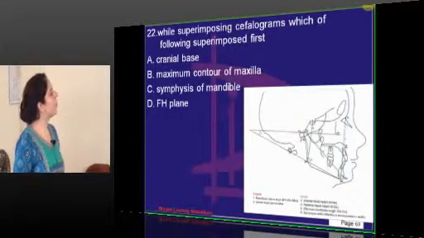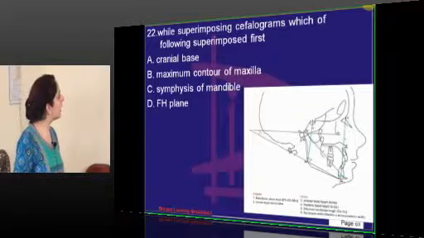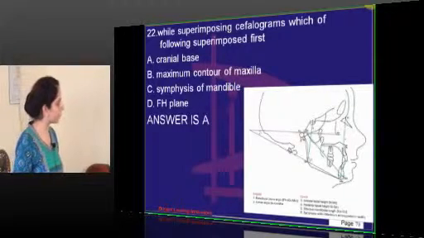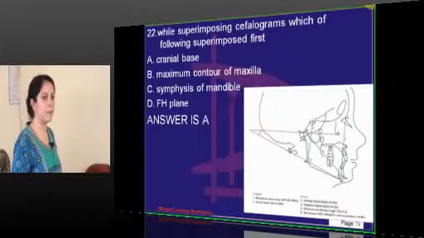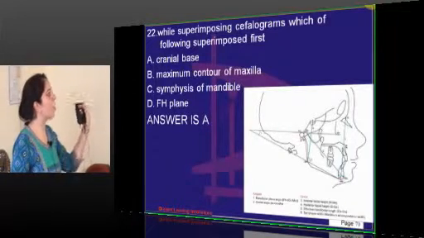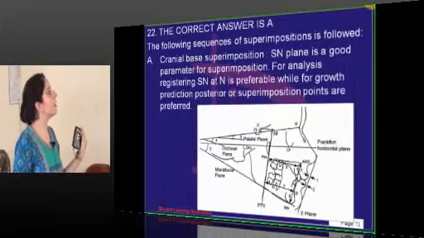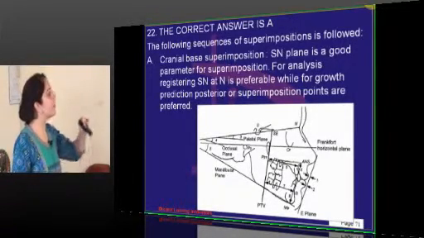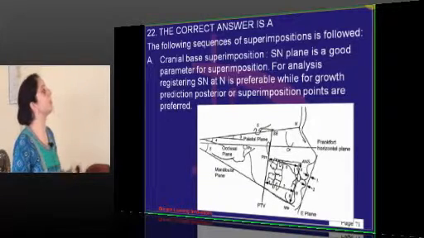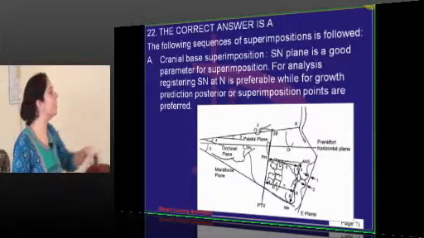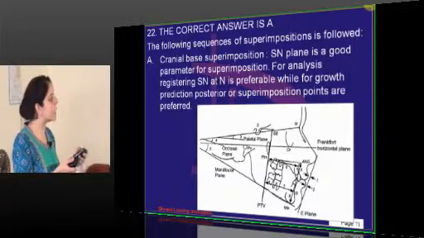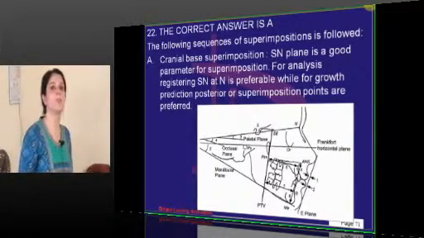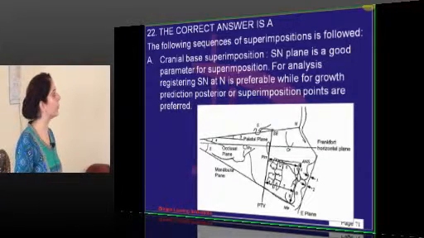While superimposing cephalograms, which of the following is superimposed first? The answer is the cranial base. Again, for the same reason, the cranial base line goes through 2 points which are the least changing. That is one of the reasons why we take the reference point as the basal plane, so that changes in the lateral cephalogram over a period of time or because of treatment can be visualized much better and more accurately also.